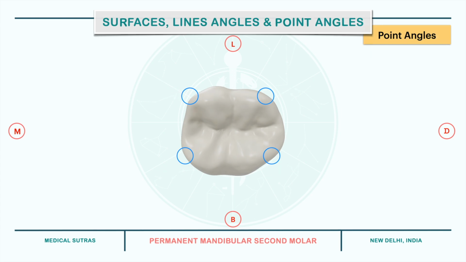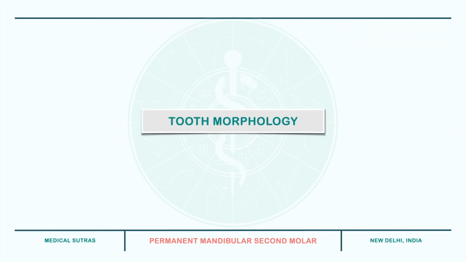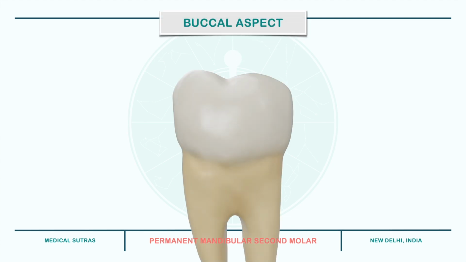Now let's study the tooth morphology in detail from different aspects, starting with the buccal aspect. The crown presents only 2 cusps, that is mesiobuccal cusp and distobuccal cusp, and there is no distal cusp as seen in the mandibular first molar. These 2 cusps are almost equal in width and are separated by the buccal developmental groove. The buccal developmental groove is short and ends within the occlusal third of the crown.